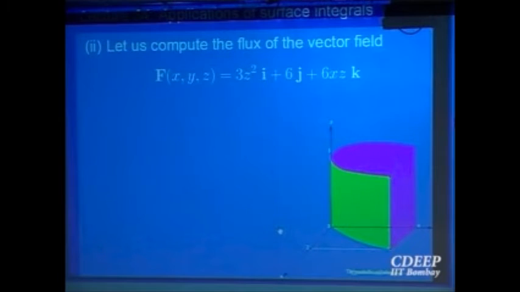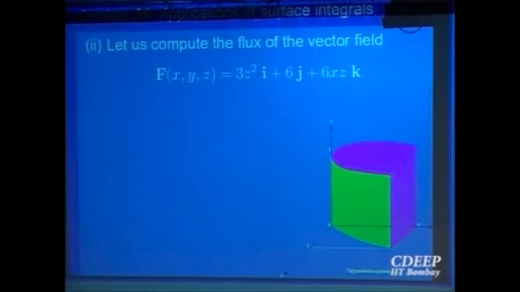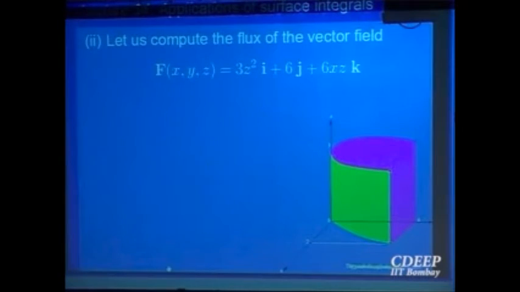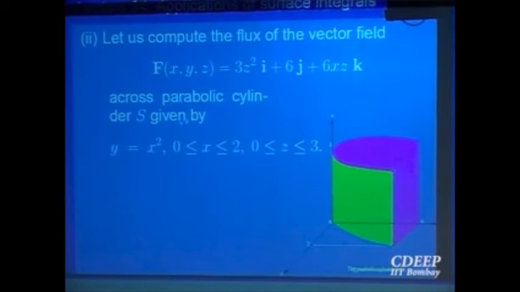So let us look at one problem to see how to do it in 2 different ways probably. F is given by this vector field, and my surface is the parabolic cylinder y equal to x squared, where x goes between 0 and 2 and z goes between 0 and 3. Clear?